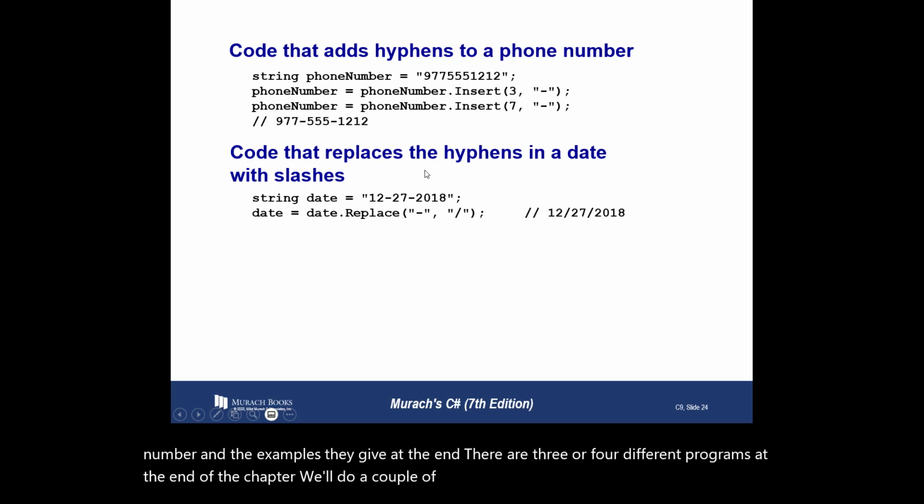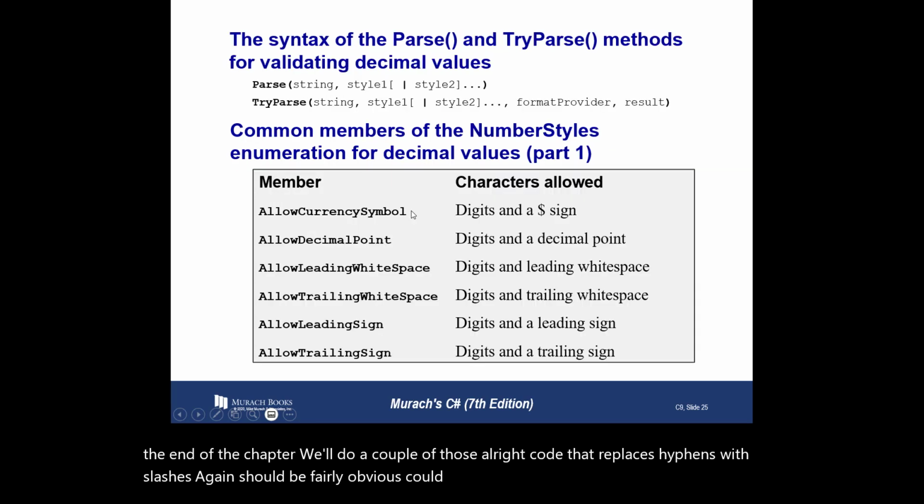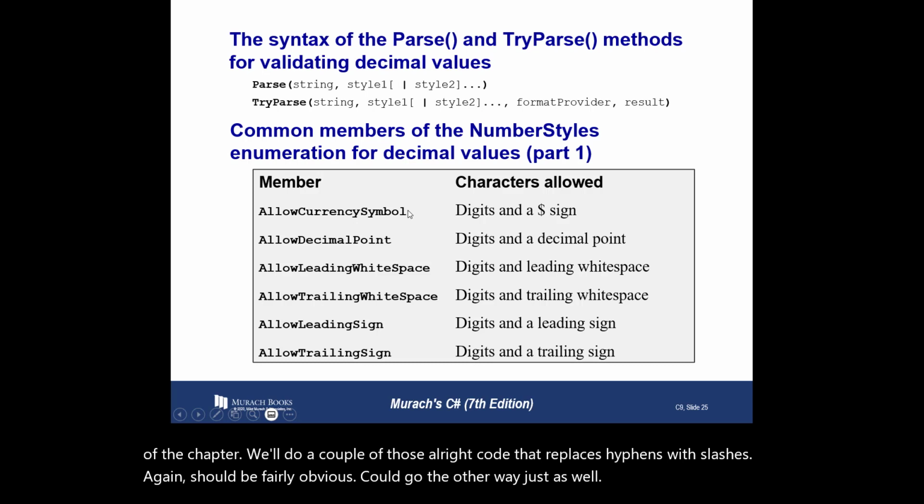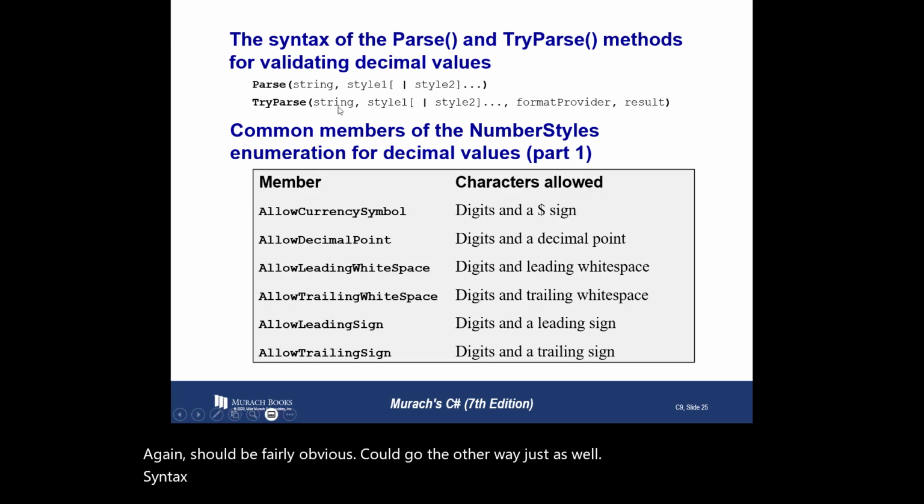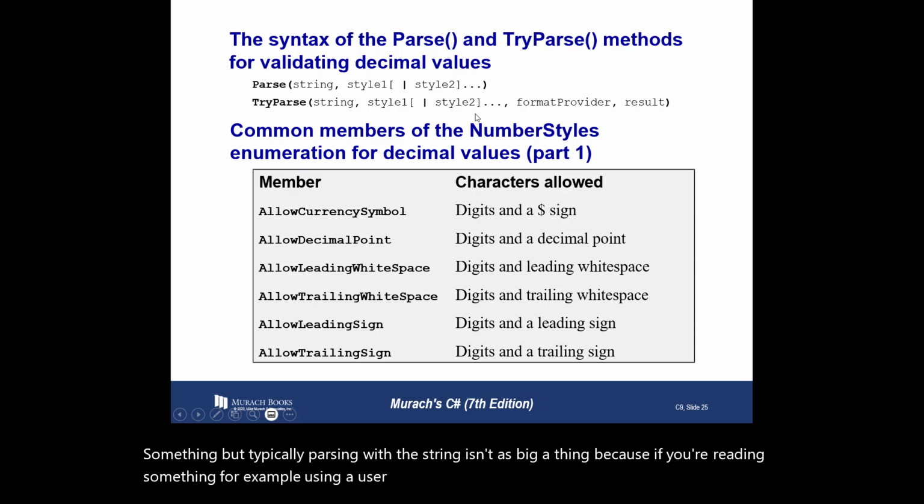All right. Code that replaces hyphens with slashes, again, should be fairly obvious. Could go the other way just as well. Syntax for the try parse, we've looked at these already. You can parse something, but typically parsing with a string isn't as big a thing, because if you're reading something, for example, using a user interface where you're grabbing it out of a text box, it's in a string already.